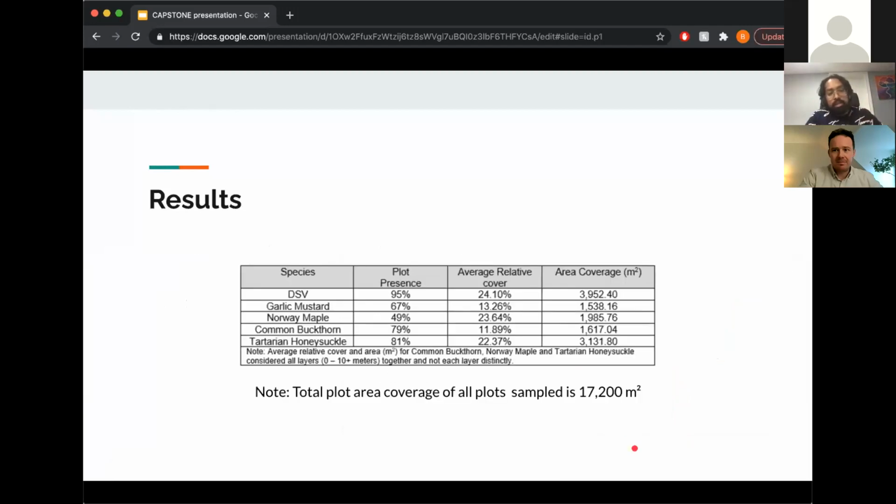Here's just a table looking at the 5 most common invasive species. The table summarizes plot presence across all plots sampled, average percent cover in plots where these species were found, and an estimated area coverage in meters squared.